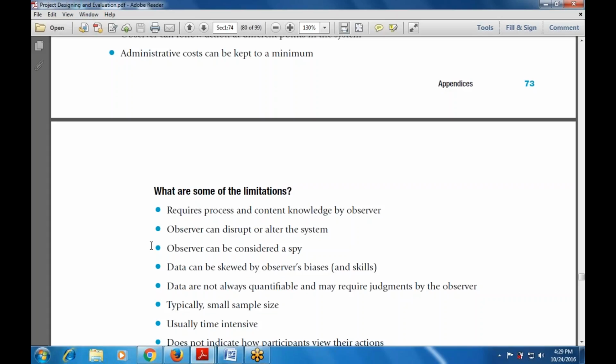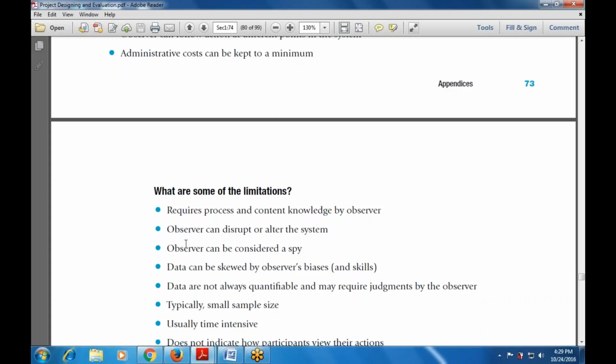Then data can be skewed by the observer's bias. So it depends on the observer's bias. If the observer is biased among various persons, among the various individuals in the group, the data can be skewed by the observer's bias if one of the persons is favored.